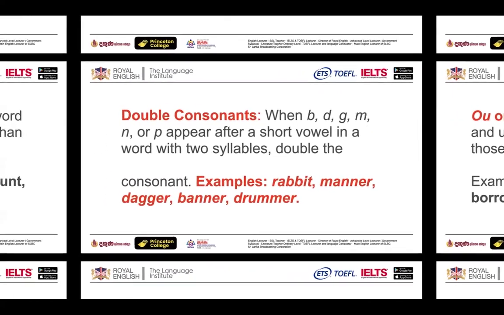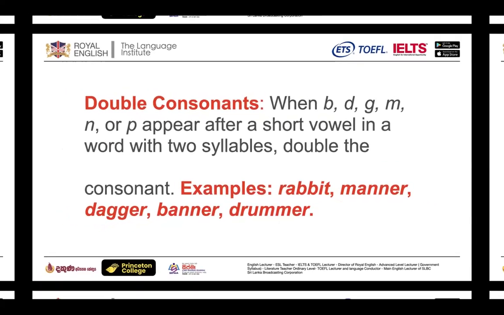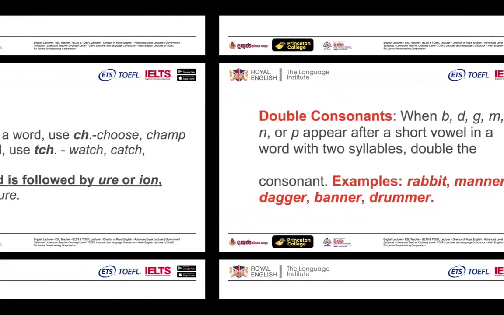Next one, double the consonant. When B, D, G, M, N, or P appear after a short vowel in a word with two syllables, double the consonant. So you can consider examples like rabbit, manner, dagger, banner, drummer, likewise. Let's go for the next one.